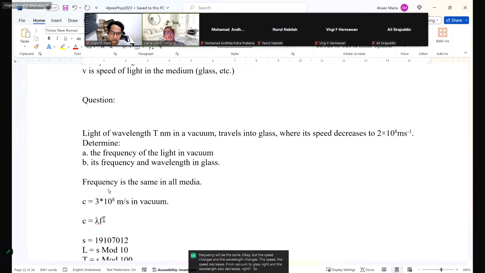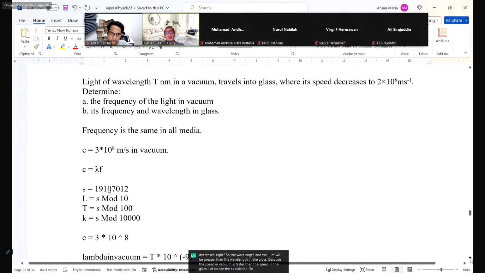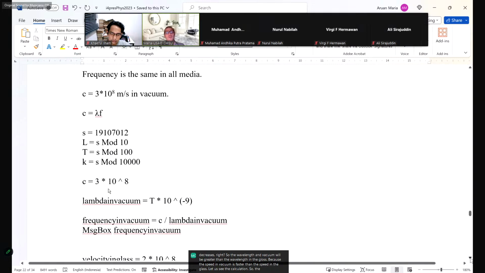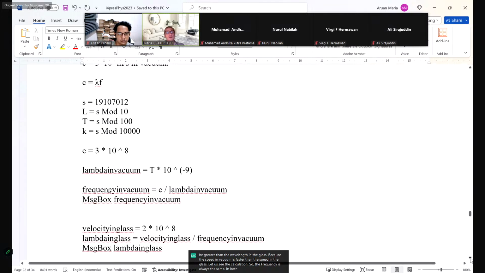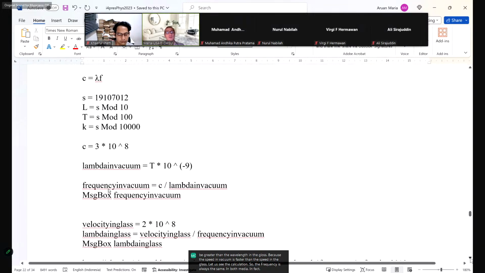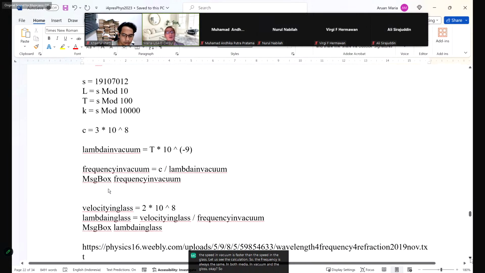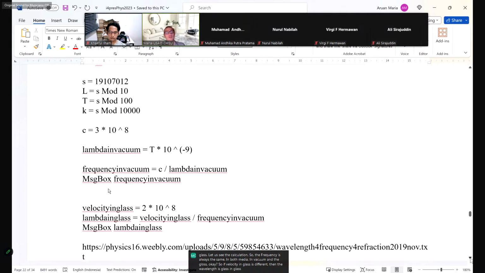So the wavelength in vacuum will be greater than the wavelength in the glass, because the speed in vacuum is faster than the speed in the glass. Let us see the calculation. So the frequency is always the same in both media, in vacuum and the glass, okay? So if velocity in glass is different, then the wavelength in glass will be different.